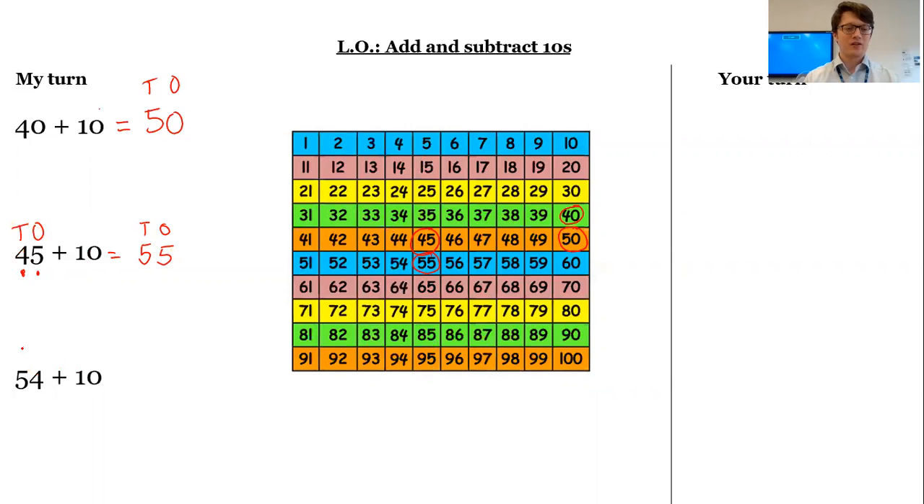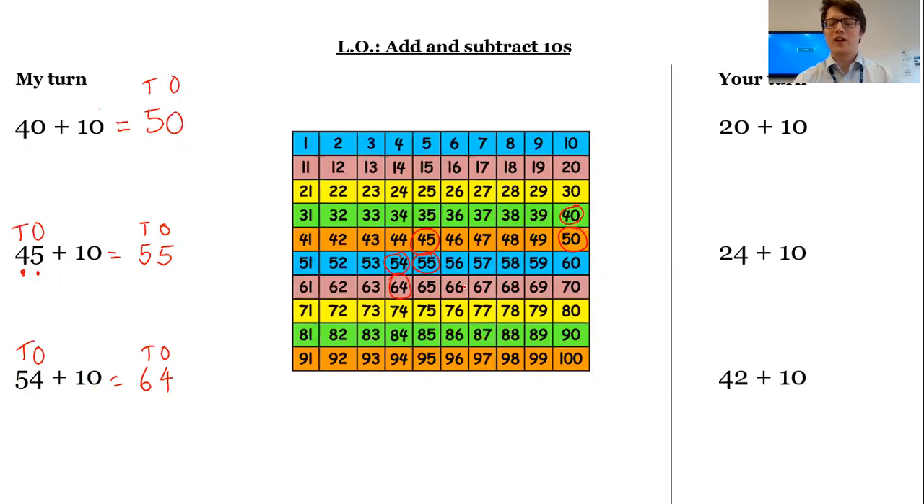and just adding one more 10 each time, getting 10 bigger. So again, 54. Well, if I make my prediction, I think the ones are going to stay the same because I'm adding no ones. So I've still got 4 ones, and my 5 tens is going to go to 64. So it'd be 50 add 10 is 60. So 54 add 10 is 64. So you're going to have a go at these questions. Pause the video now, complete the questions, and then unpause once you're done.